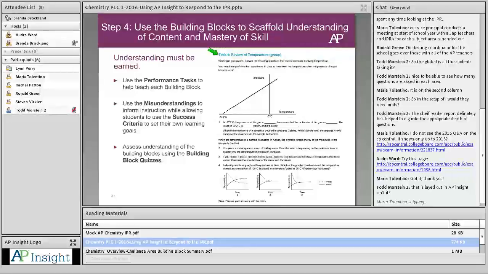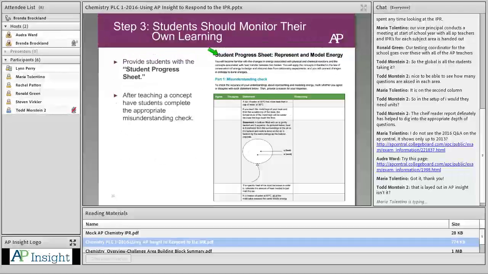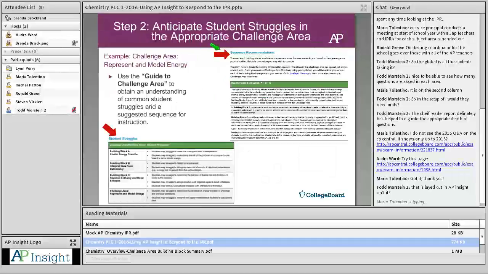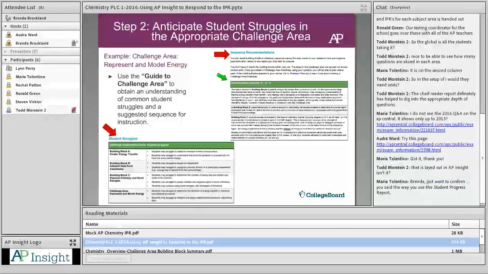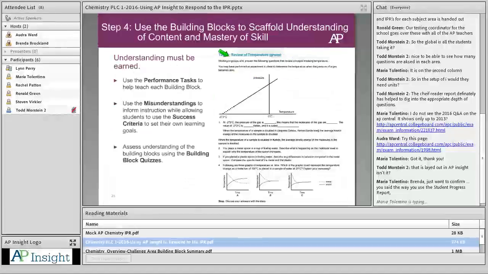And let's see. So Todd, you're asking, that is laid out in the AP Insight, right? So you can see all the different building blocks, and the tasks are really lined up so that you're doing the easiest task first and then kind of building from there. I'm just going to flip backwards here for a second. It does follow then that sequence recommendation that you can find when you go into the sort of prepare area of AP Insight. So again, if you're looking for a way just to check how your students are doing, those are some great places.